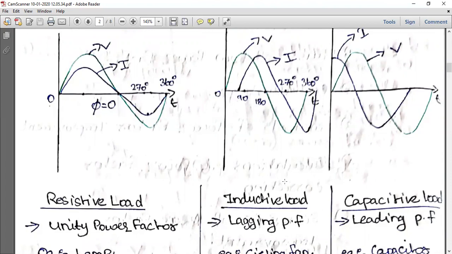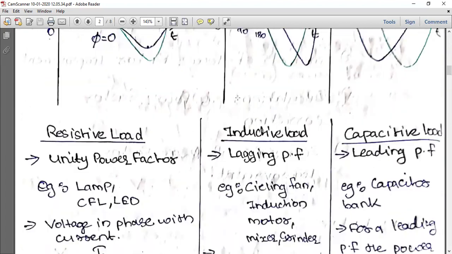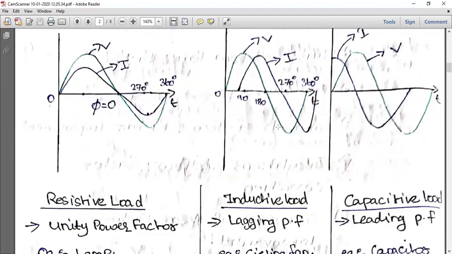In case of an inductive load, we call it a lagging power factor. Why lagging? Because current is lagging here. Voltage will be ahead and current is lagging, because the voltage has started here itself, but the current has still not started; it starts only after some phase difference. So here the phase difference phi is not 0. And similarly, in case of a leading power factor, the current will be leading.